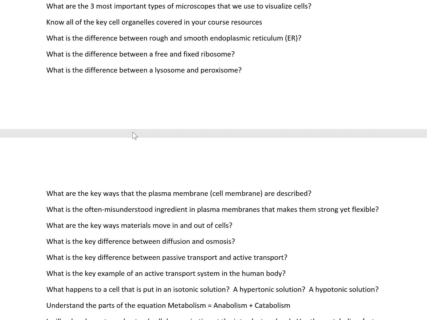What's the difference between a lysosome and a peroxisome? They're both used to detoxify things, but lysosomes basically use digestive enzymes and acids. They break down old materials to recycle them. Peroxisomes can neutralize things like alcohol and free radicals. So lysosomes, think digesting cell parts. Peroxisomes are going to be primarily involved in detoxifying lipid-based things, alcohol, that kind of stuff.